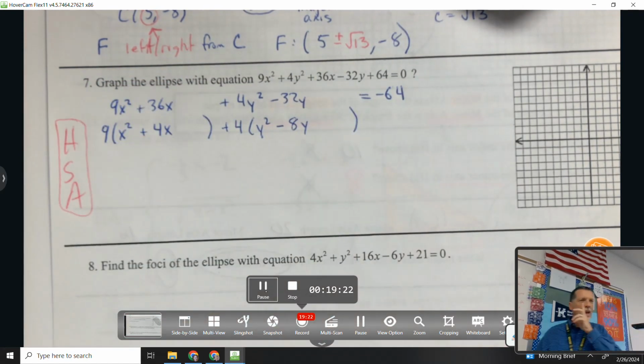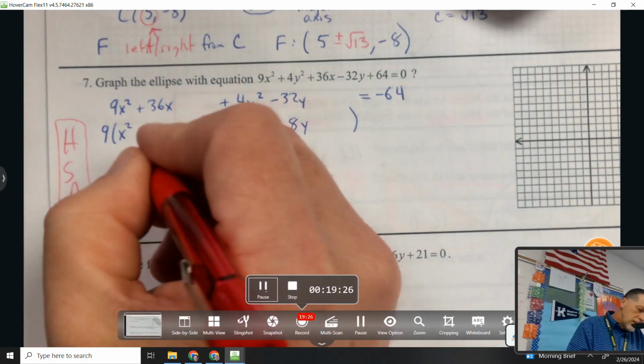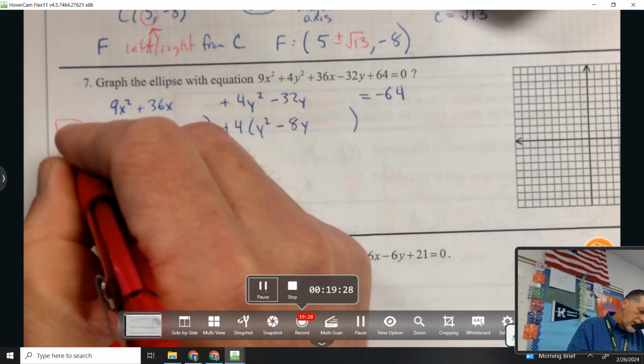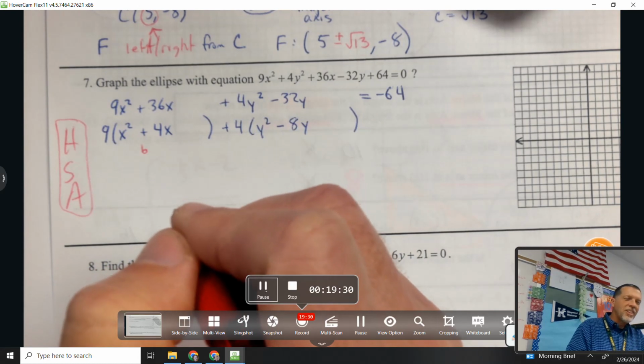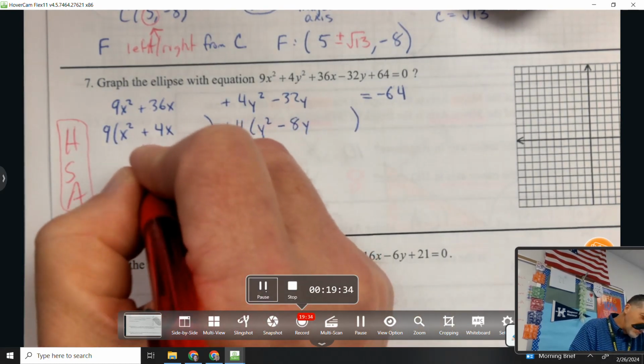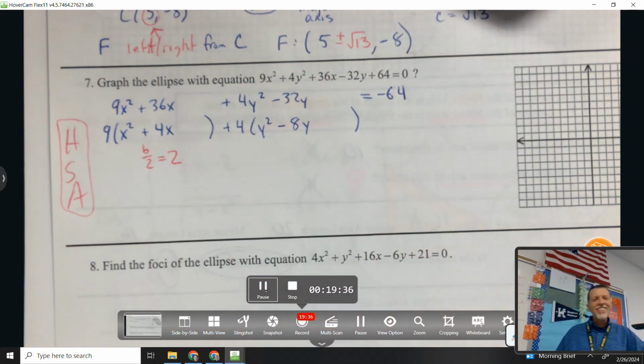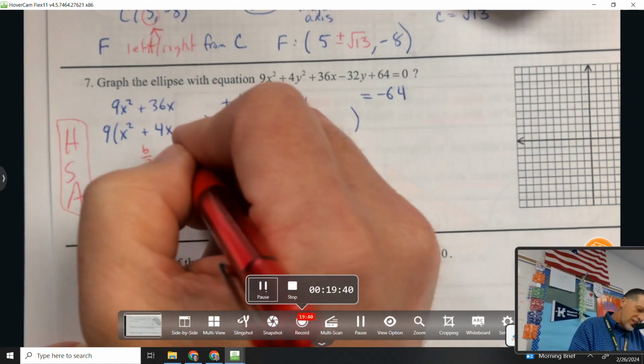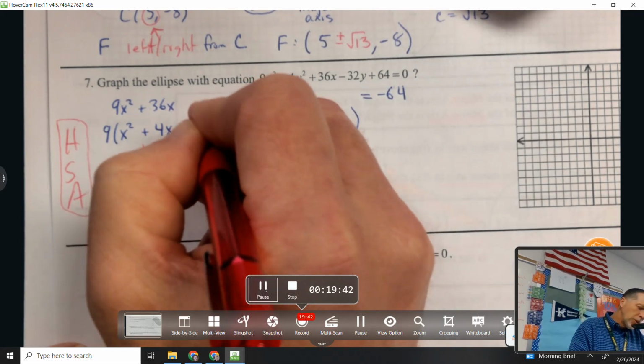Half it, square it, add it. That's my complete the square method in 3 letters. HSA? Half it, square it, add it? So b over 2 is 2. That's the half it part. Square it, I get 4. So I will add 4 to complete the square.